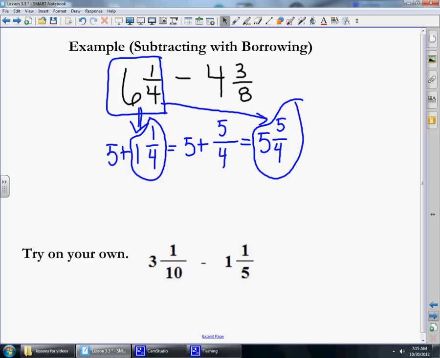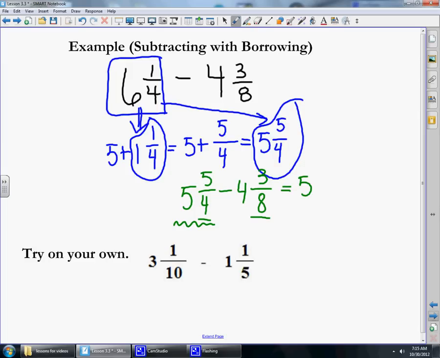Okay, this actually will simplify our subtracting method. Now we have 5 and 5/4. We're subtracting 4 and 3/8. Okay. I see that I have different denominators. My least common denominator for 4 and 8 would be 8. So I need to rewrite this fraction with the common denominator of 8. So this would look like this.